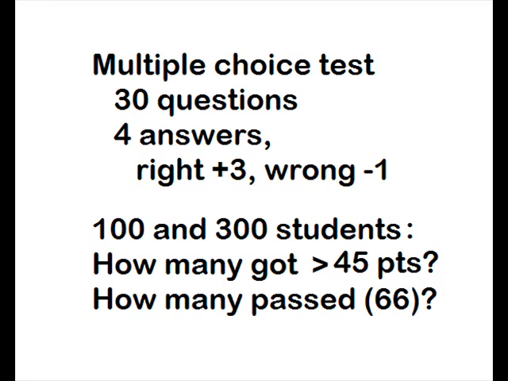Each question in our multiple choice exam has 4 possible answers. A right answer is worth 3, and a wrong one is worth -1. The exam has 30 questions, so the highest possible grade is 90. We will let the spreadsheet simulate 300 students, all guessing every question at random, find their scores and decide how many, first of the first 100 and then of all 300, fit into various categories.